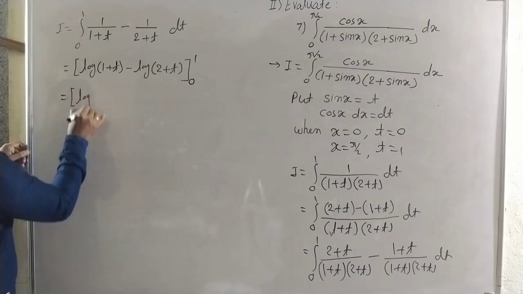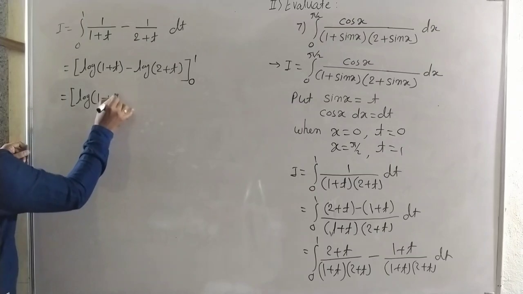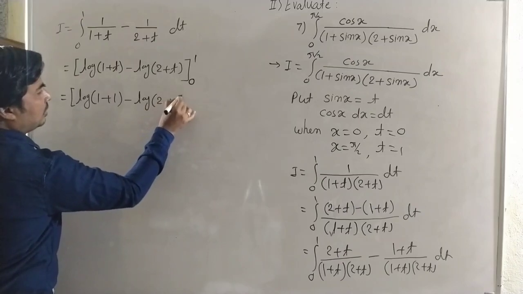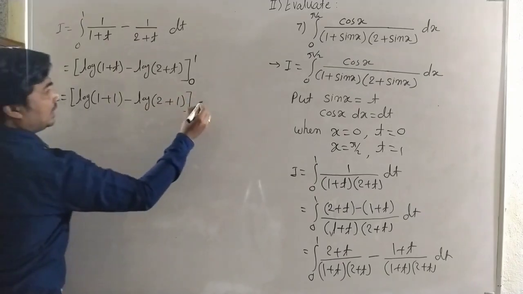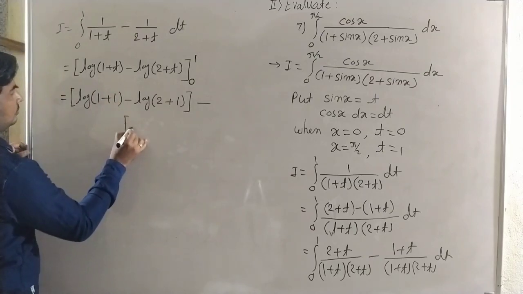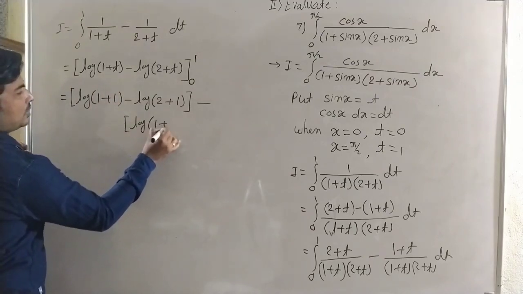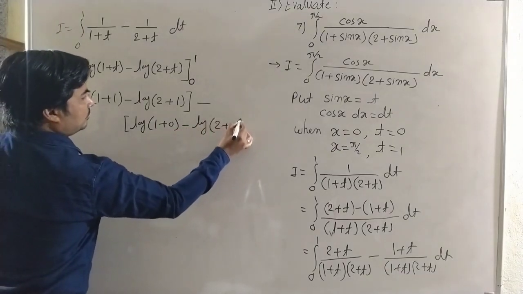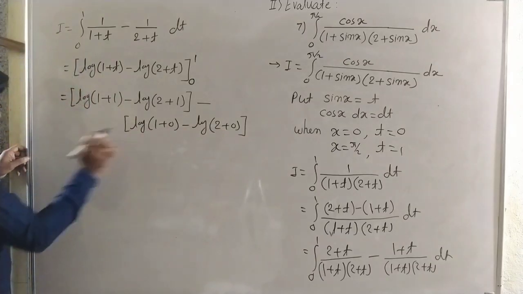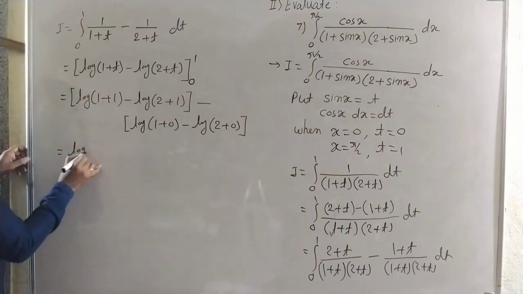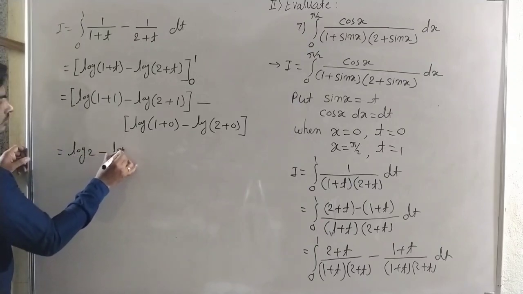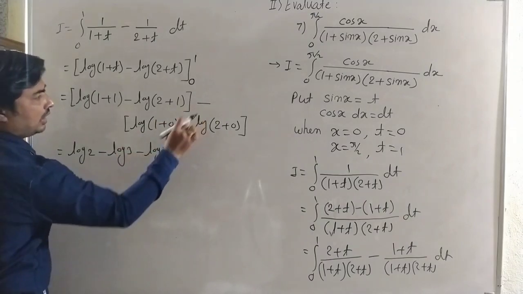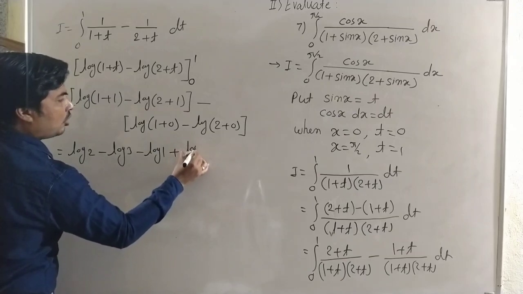Here it is a log of 1 plus 1, it is upper limit 1, minus log of 2 plus 1. Here we put first the upper limit and then minus we put lower limit. Log of 1 plus 0 minus log of 2 plus 0. Upper limit minus lower limit. Now we calculate. First it is a log 2 minus log 3. It is a minus log 1 and here it is minus minus plus. It is a log 2.